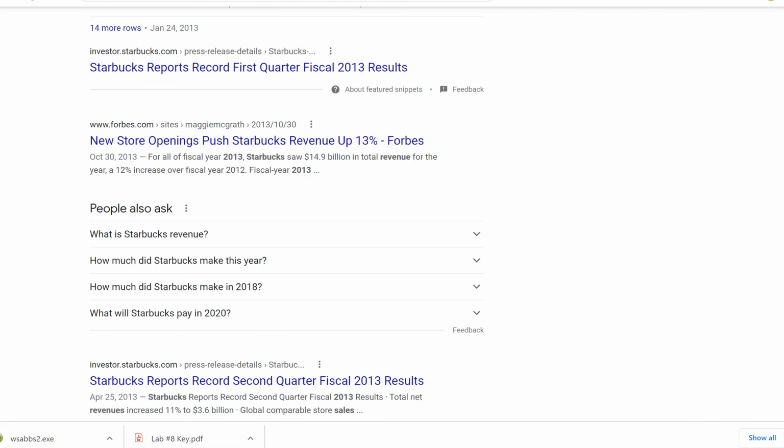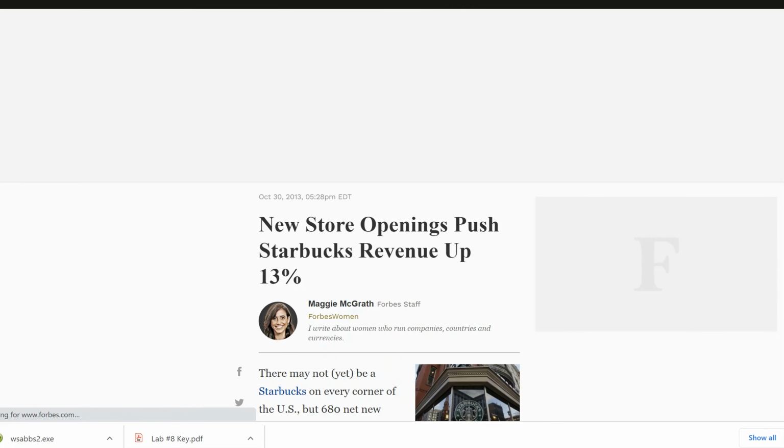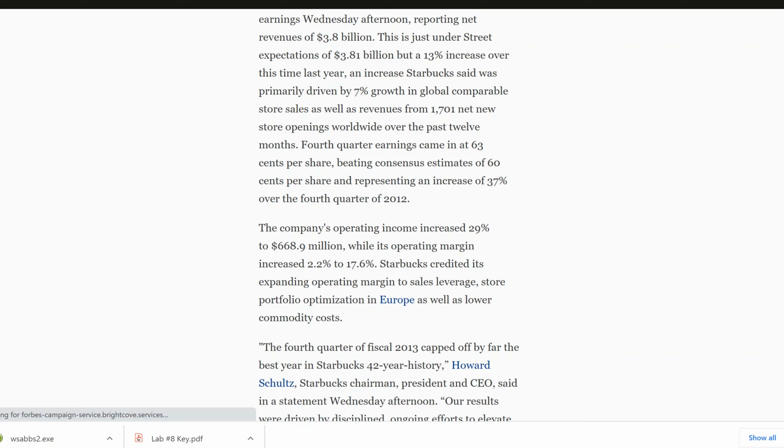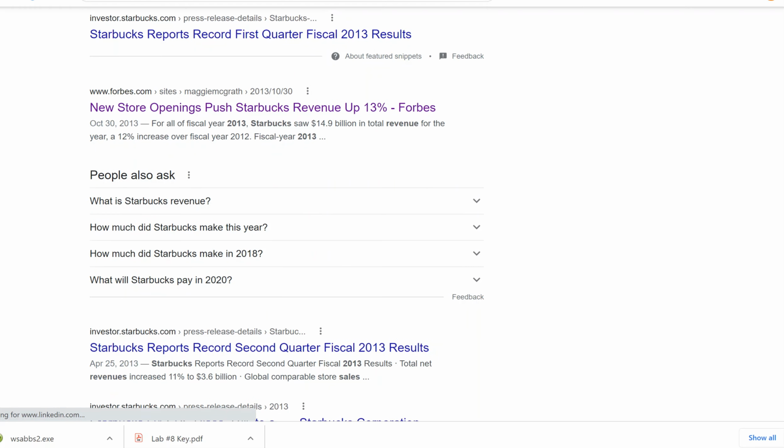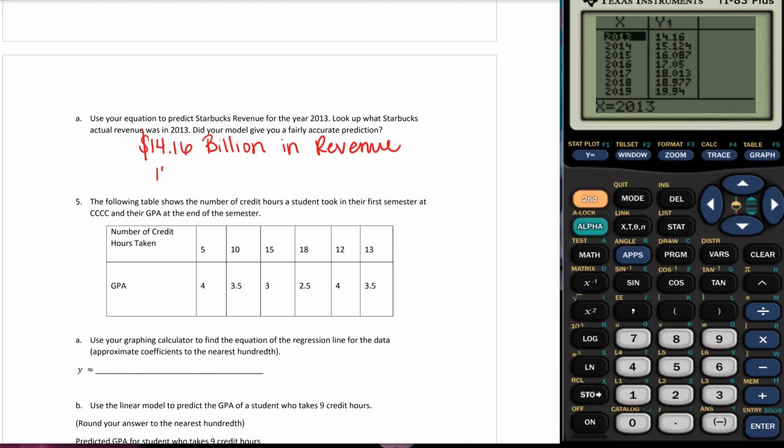There it is. Okay, so if I were to look, oh, look, there it is. Very first article. I just saw it. Well, it was back there on my main Google page. It actually says in this Forbes article that in 2013, Starbucks saw 14.9 billion with a B in total revenue. So they actually had an actual of 14.9 billion. So slightly off, but extremely close.